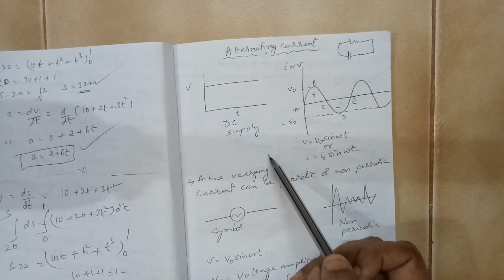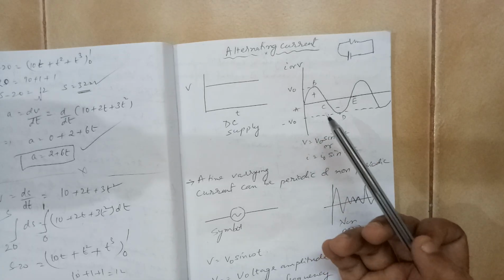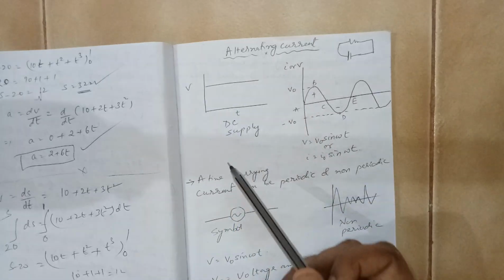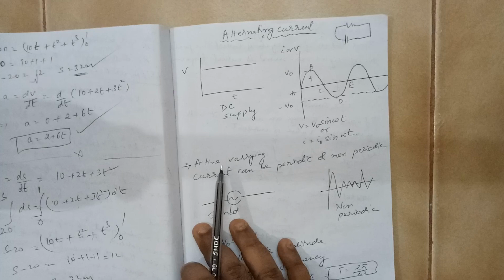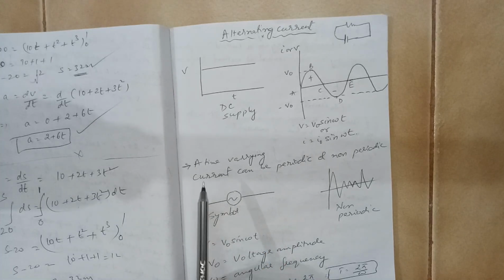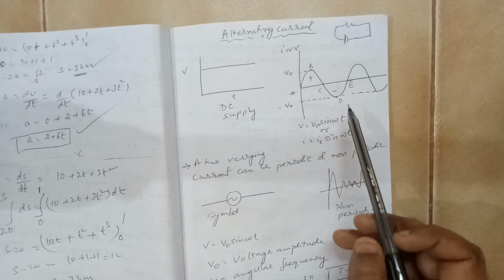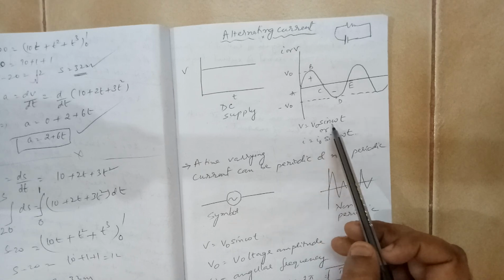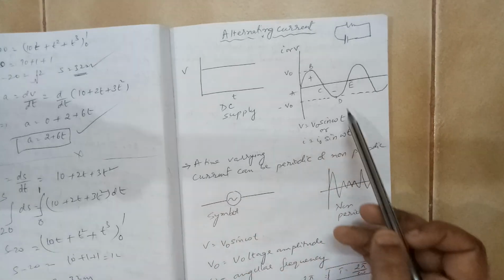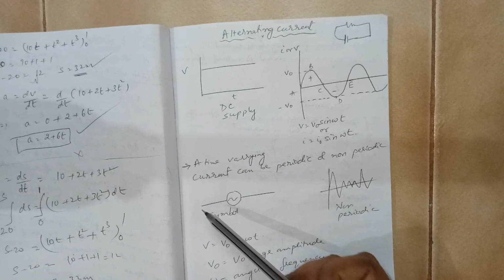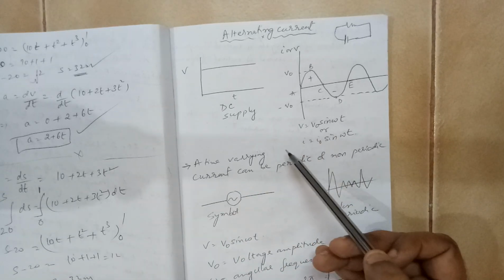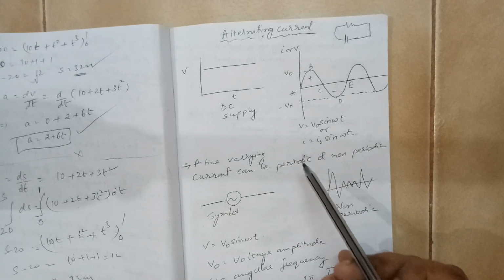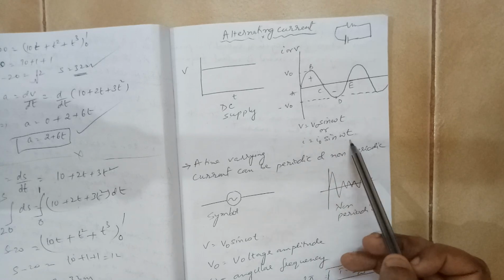Alternating means changing. Now sinusoidal basically is a periodic function, but when you talk about alternating current, the current variation need not be periodic also, it can be non-periodic too. So when you take the case of this type of variation, you express voltage V is equal to V0 into sine omega t. This is a sinusoidal variation. Or you can divide this by R, you get the current, so I is equal to I0 into sine omega t.